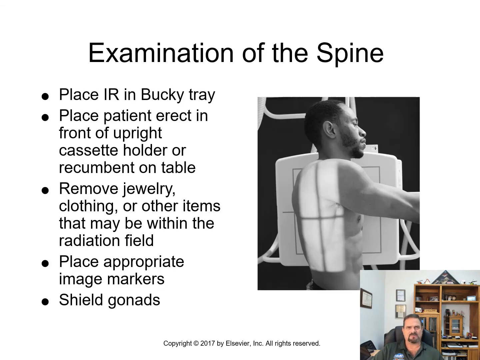All right, so examination. Place the IR bucky in the tray. There's your bucky tray right here. This is an upright. Place the patient erect in front of an upright cassette holder or recumbent on the table. Make sure you get all that jewelry off. Your practitioner is going to be very upset if you leave a chain around the neck, because you can most definitely see it. So be sure to always remove jewelry. Nipple rings, all that stuff has got to come off. Clothing and other items that may be within the radiation field must be removed. Place appropriate markers and then shield the gonads and take your image.